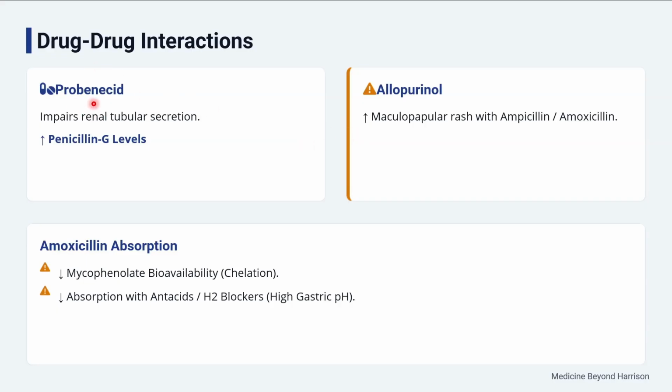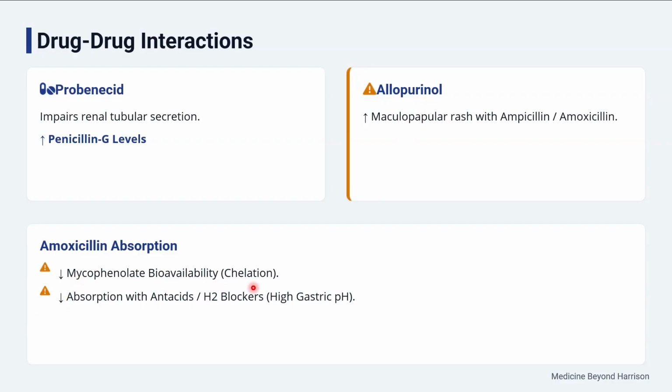Drug-drug interactions: probenecid impairs renal tubular secretion and increases penicillin G levels. Probenecid is not commonly used nowadays. Anyway, it is a very important drug-drug interaction that you must remember regarding penicillins and probenecid. And again, there is an increased risk of maculopapular rash with ampicillin and amoxicillin, so avoid alcohol together when you are giving ampicillin or amoxicillin.